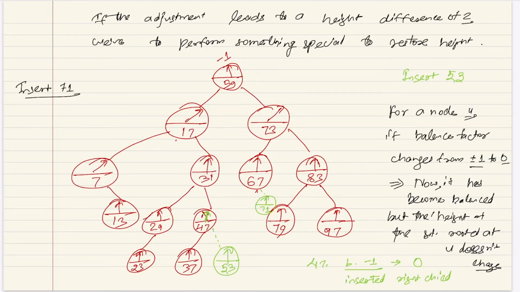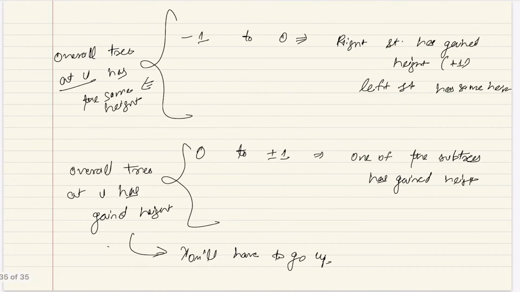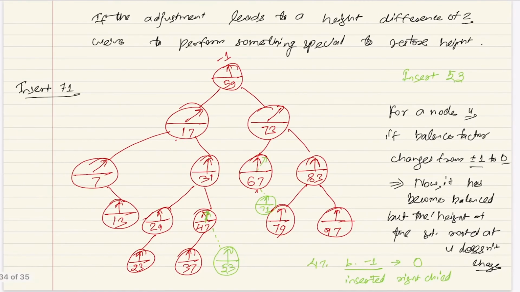So it will become plus 1. Now this has gone from 0 to plus 1. That means this has gained height, so I have to go up. I have to go to 73. Now it's left. I know that the left subtree has gained height. That's why I'm going up.